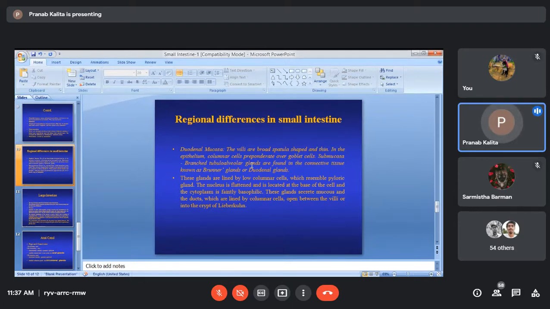It is asked, separately asked, where you will find Brunner's gland, whether in the propria or submucosa. It is in the submucosa. Submucosal glands of the duodenum are known as Brunner's glands, B-R-U-N-N-E-R-S. It's very important. These glands are lined by low columnar cells which resemble pyloric glands. The nucleus is flattened, located at the base of the cell. Cytoplasm is apparently eosinophilic. These glands secrete mucus, and the ducts, which are lined by columnar cells, open often between the villi or in the crypts of Lieberkuhn. So it's clear?